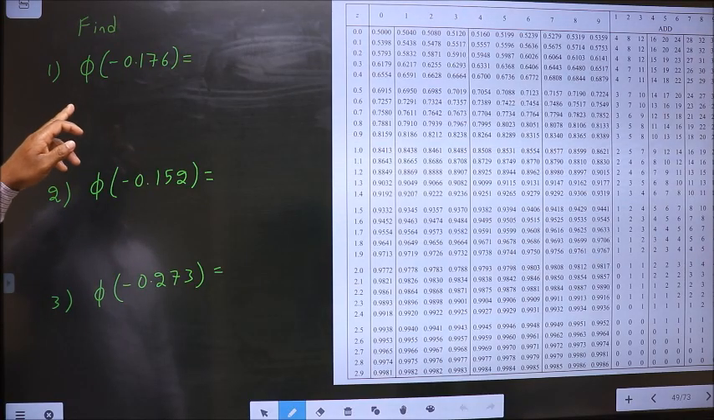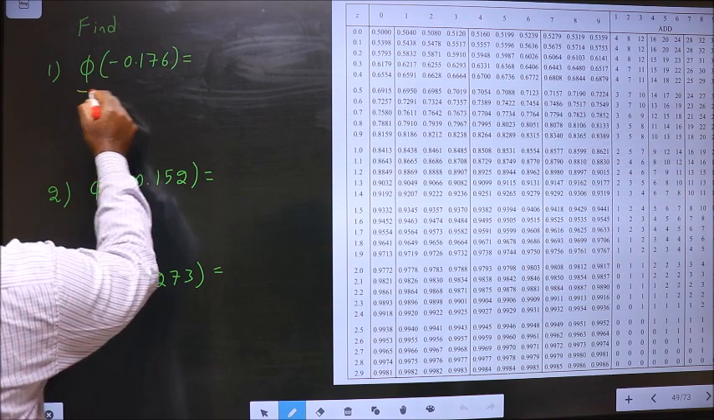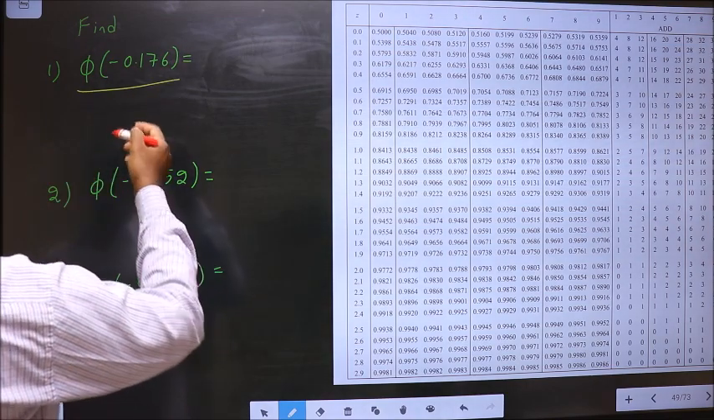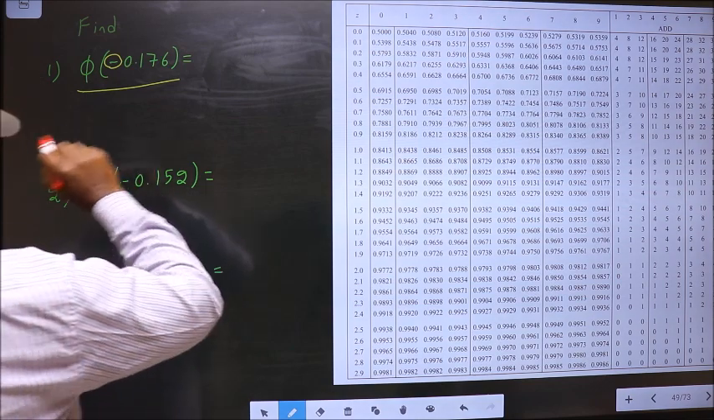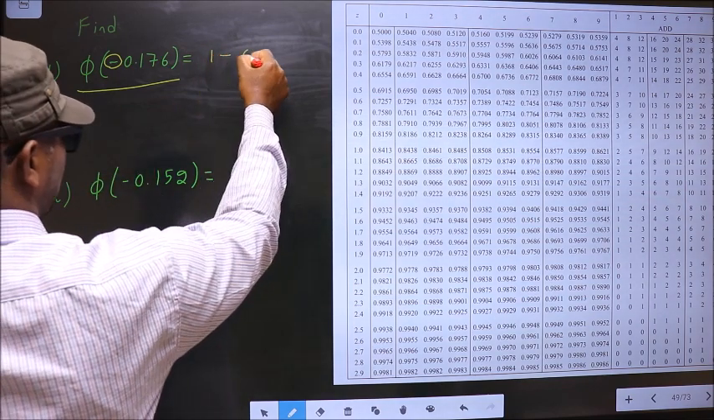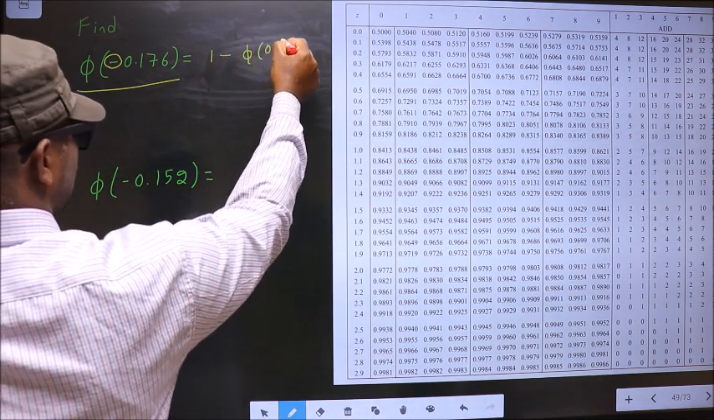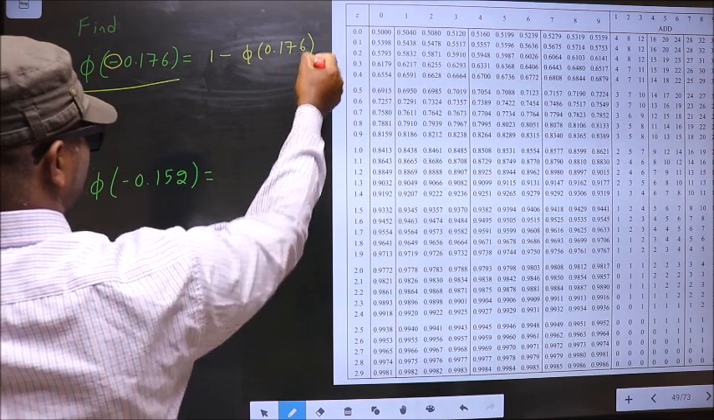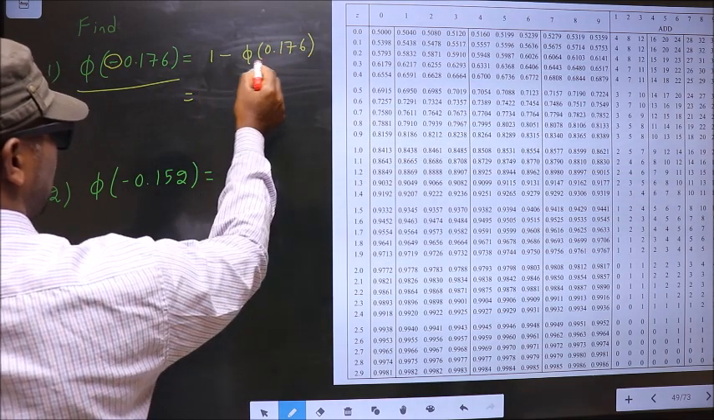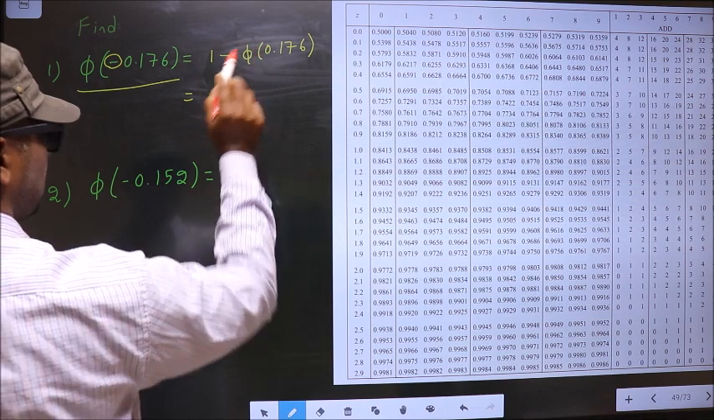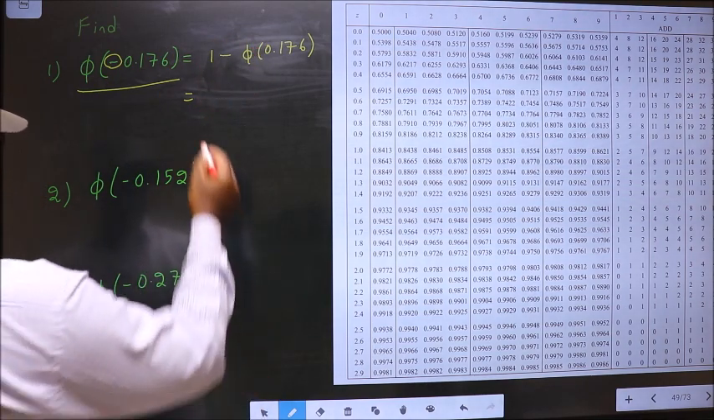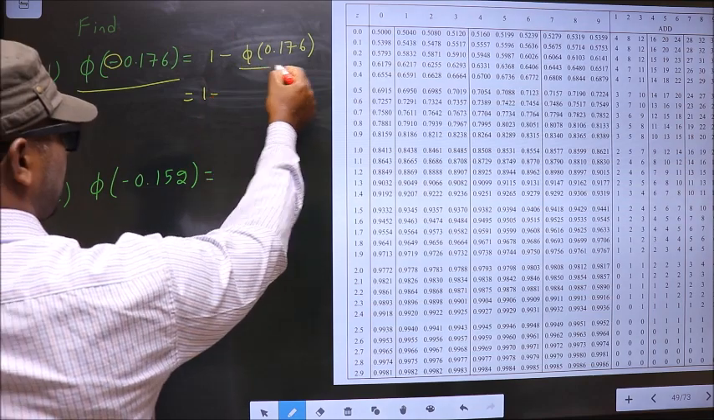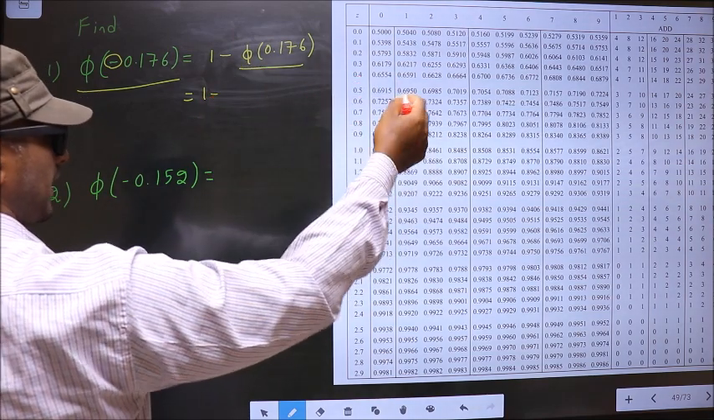Find phi of minus 0.176. We have to find its value. For that, first we should remove this negative sign. To remove the negative sign, we should do 1 minus 0.176. Whenever we do 1 minus, the negative will change into positive. It is a rule. Now, we will get this value from this table.